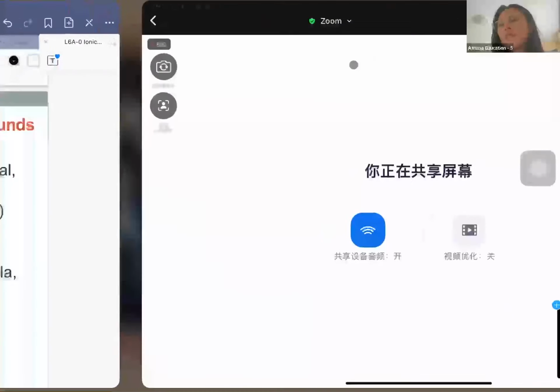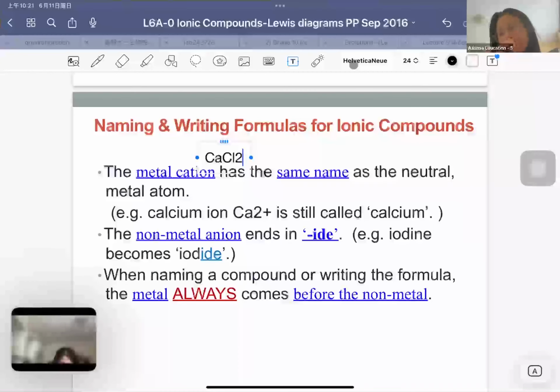All right. So as I mentioned, the group number actually tells you how many valence shell electrons they have. So calcium is a group 2 element. When it becomes an ion, it becomes an ion with a +2 charge. So calcium is a +2 cation. The rule for naming ionic compounds is that the metal in the front will always keep its name, the same name as the neutral atom. So calcium is just going to be called calcium.